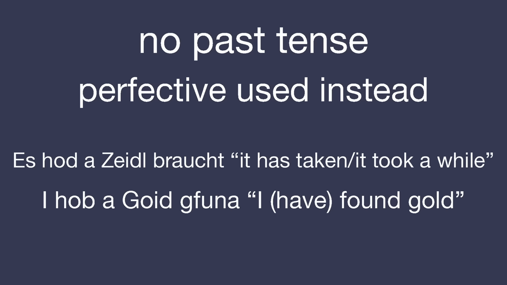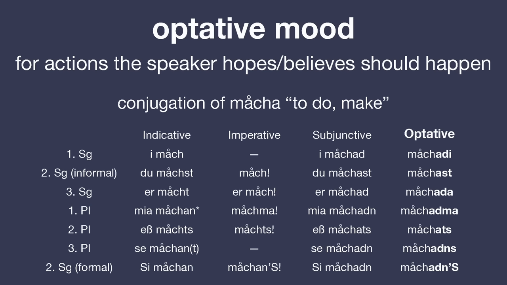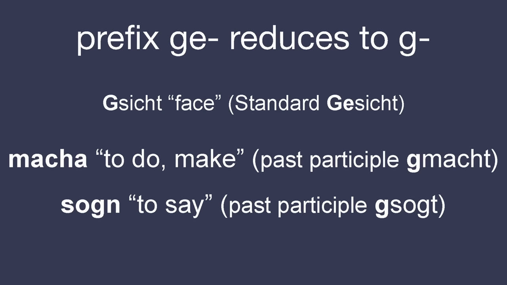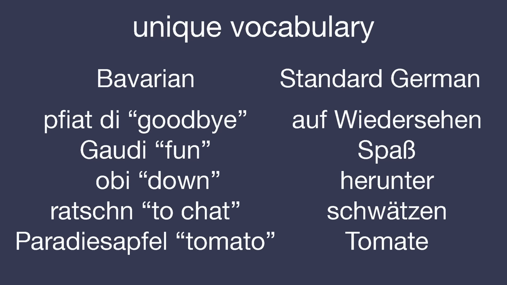Bavarian lacks the genitive case for nouns, and also lacks the past tense of verbs, instead expressing past events with the perfective form. It also has the optative mood, expressing things that the speaker believes should happen, and the prefix ge- in standard German reduces to just g in Bavarian. There's also a whole ton of vocabulary that is unique to Bavarian and not used in the standard language.